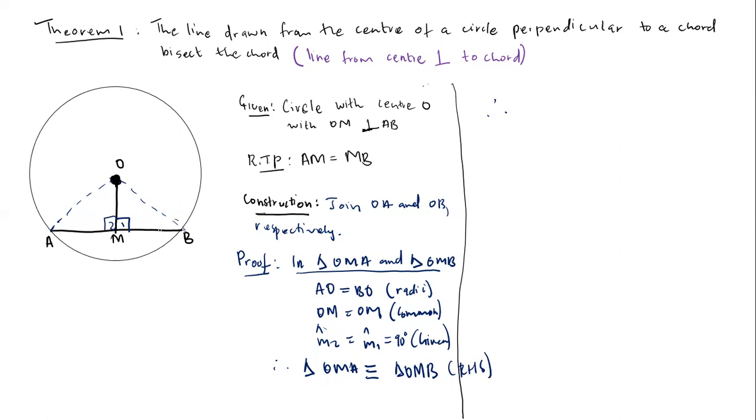Now we can simply say, therefore, AM is equal to MB. AM is equal to MB, and this is what we were actually required to prove using theorem number 1. I hope that was clear. If it is not clear, make sure that you raise your hand and ask a question.